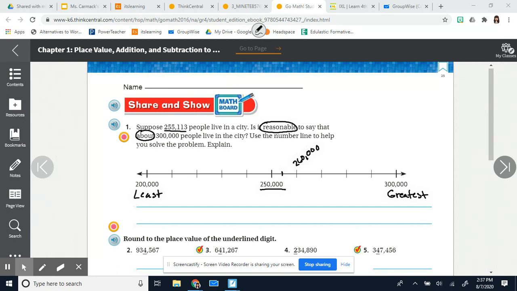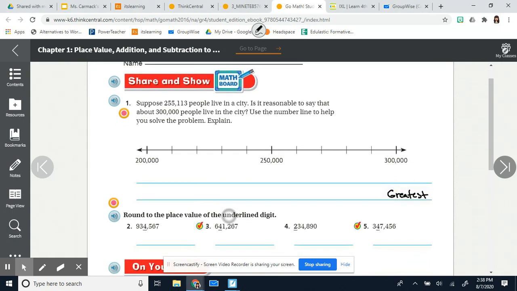So even besides doing all of this, you already know that this number is greater than the middle number. So you already know, okay, that actually is a reasonable estimate, right? Because it's greater than the middle number. So it actually is reasonable. So again, thinking of that magic number 5, if the number next to the place value you're rounding is 5 or greater, you're going to round up.